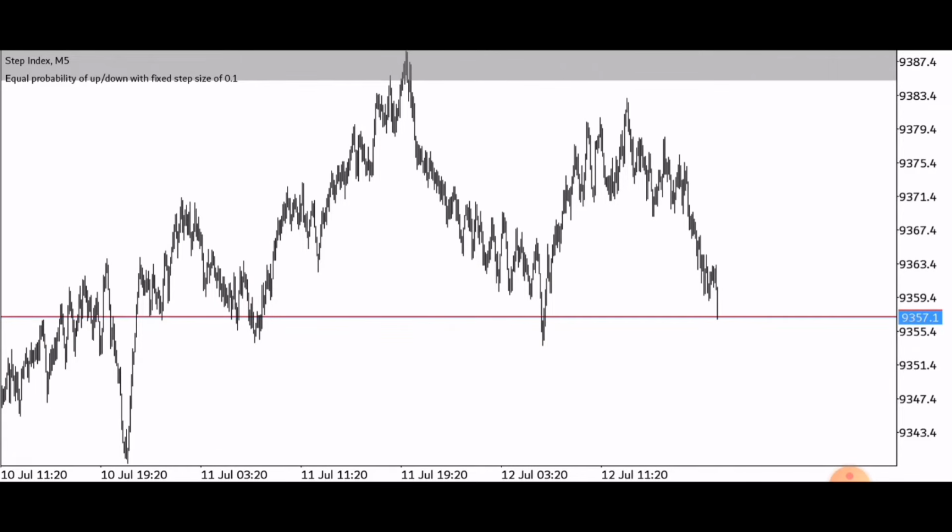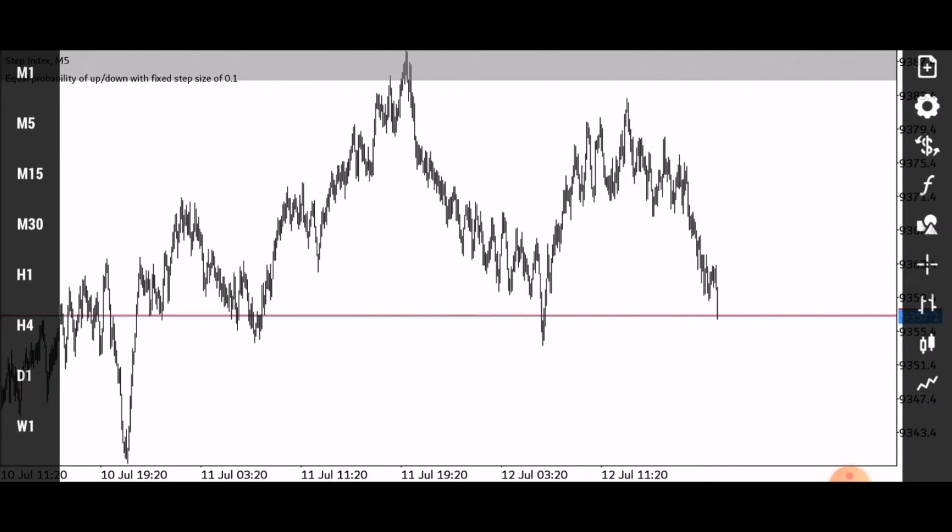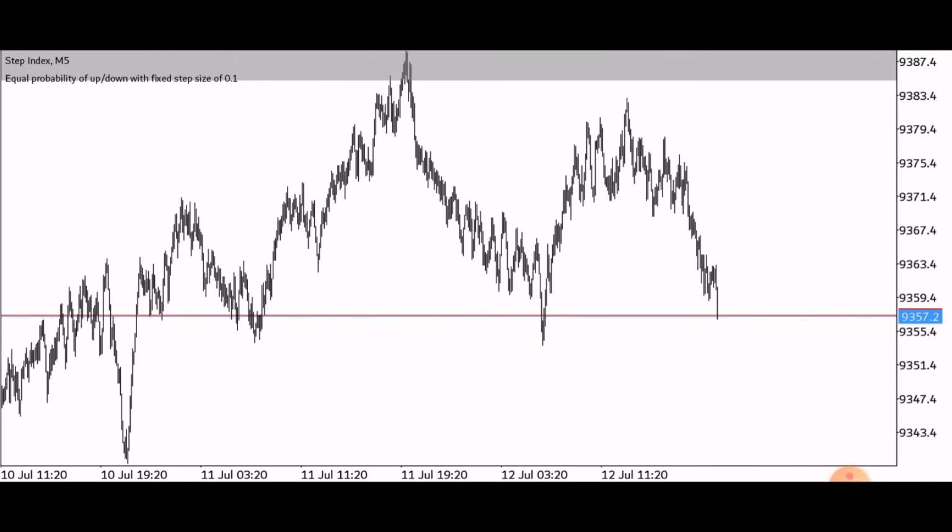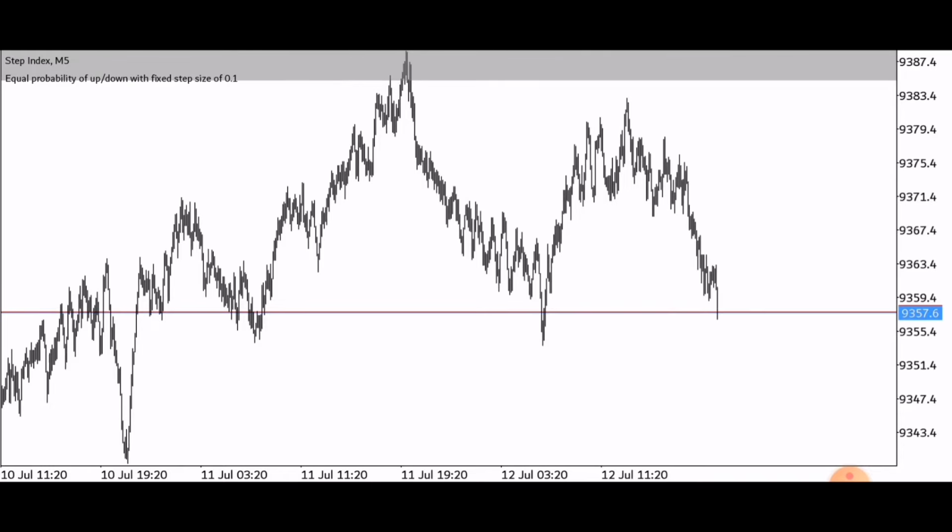And also, before you enter your trade on Step Index, make sure that your confirmations are met. You have every one of your confirmations met. You have the technical analysis checked, and you also have the indicators that you use for trading checked. Now, on a 5 minute time frame, I can see an inverted cup pattern.